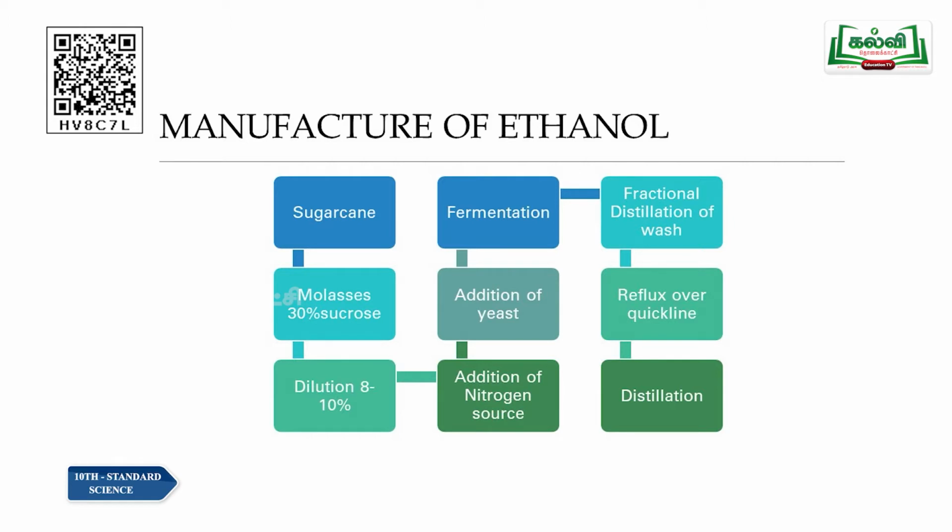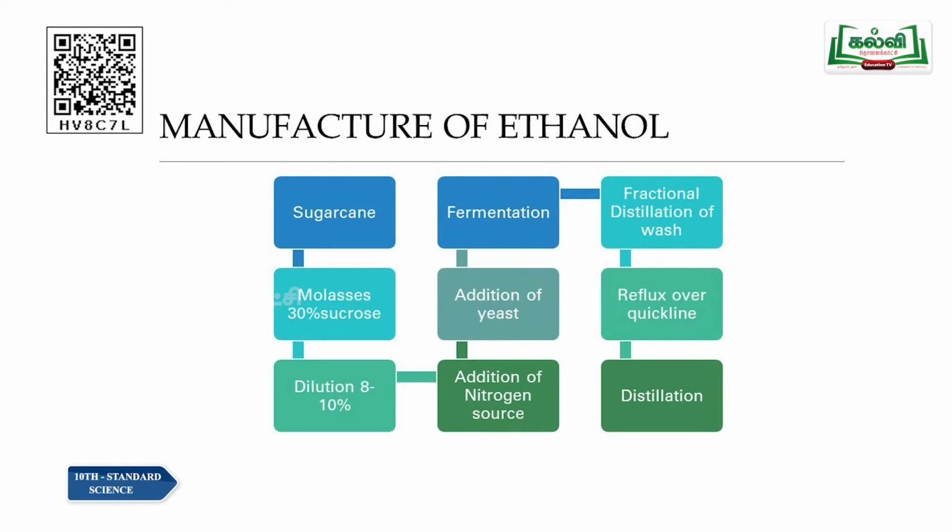Sugarcane is used for preparation of sugar by the process of crystallization. Once the sugar has been crystallized, the remaining liquid which remains behind is called molasses, which is a dark colored syrupy liquid which still contains around 30% of sucrose, which cannot be removed by crystallization. So, from this molasses, the ethanol is prepared by diluting it first to about 8 to 10%.